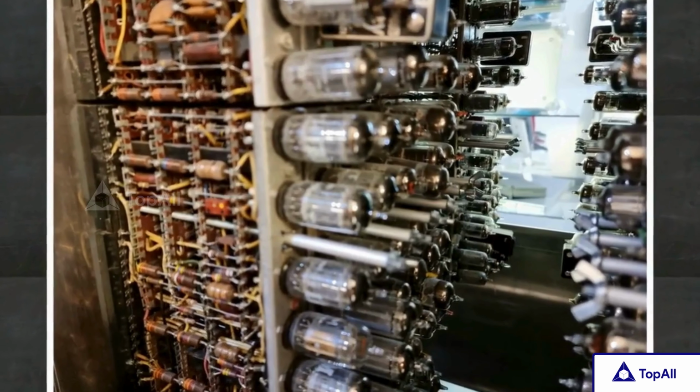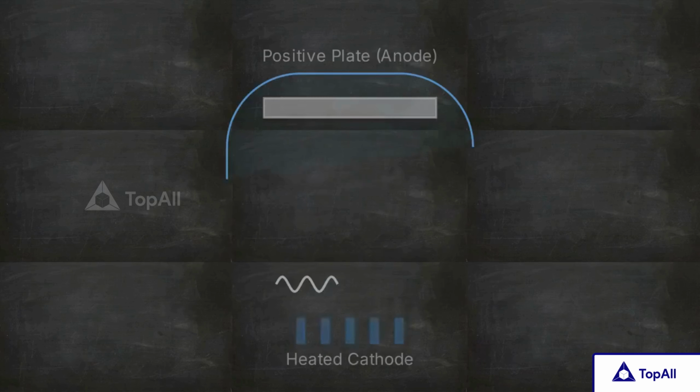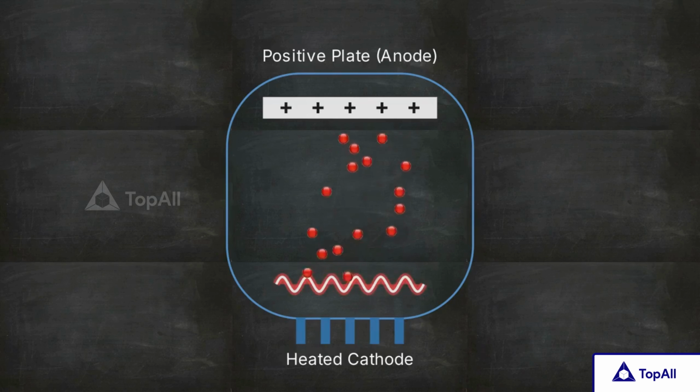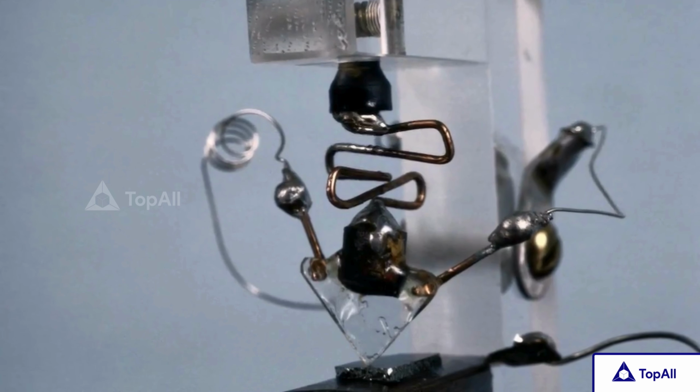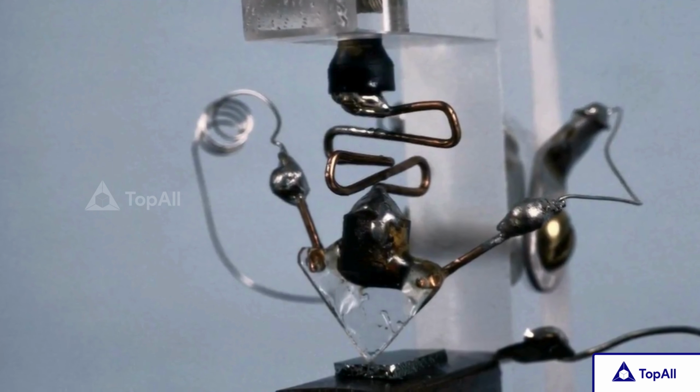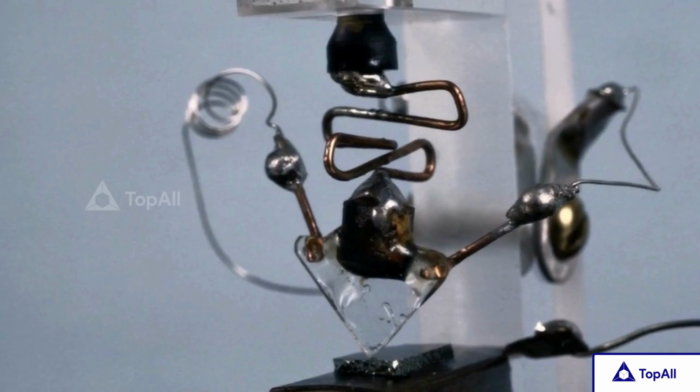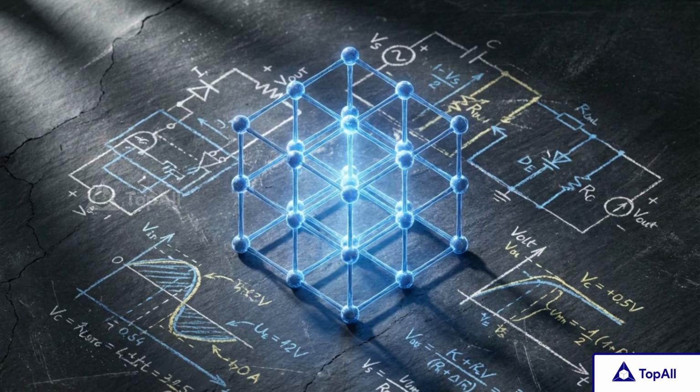Because they operated in an evacuated vacuum space, the charged electrons could only travel in one direction, from the heated cathode to a positively charged metal plate. In the 1930s and 40s, researchers discovered they could eliminate the vacuum and the extreme heat. They found a way to control the flow of charge carriers directly inside solid, room-temperature crystals.